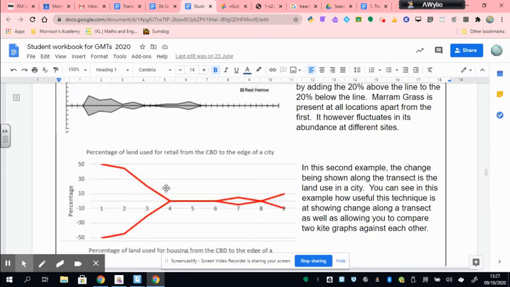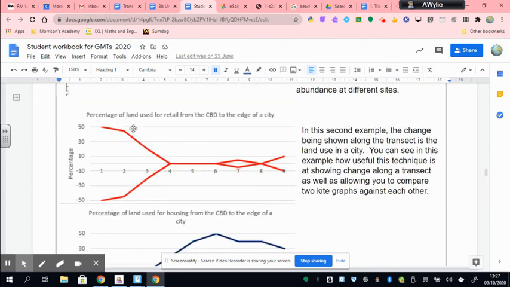There is below here in the main student booklet a very different way of imagining this. So we're looking at land uses that appear as you move away from the city center. So here we've got retail, and we can see that there's a huge amount of retail at site 1. We got to site 4, there was none. A tiny bit of retail appearing at site 7, disappeared again.